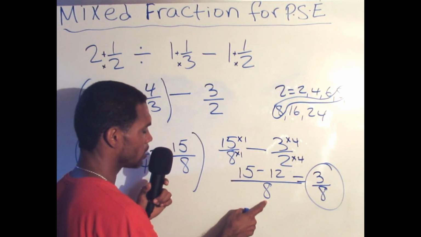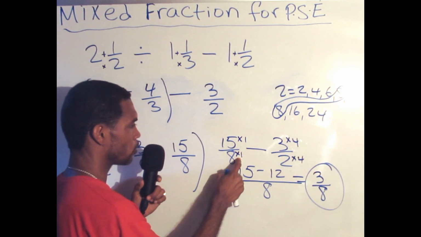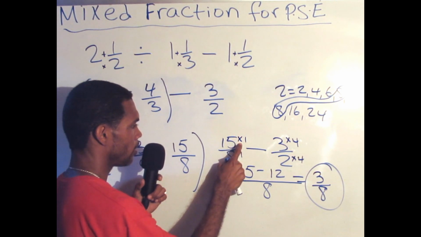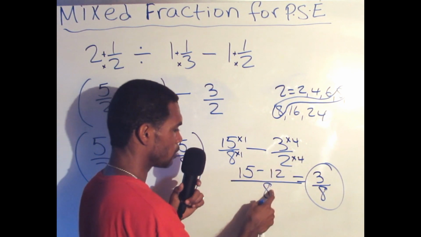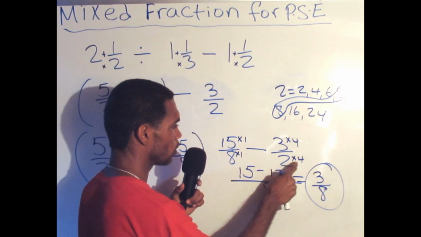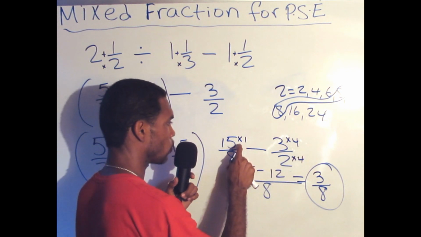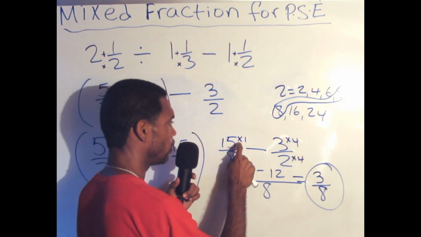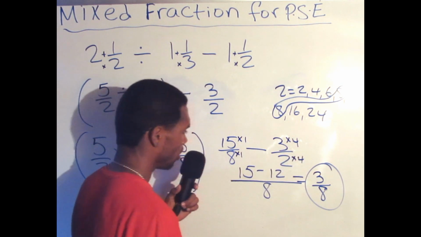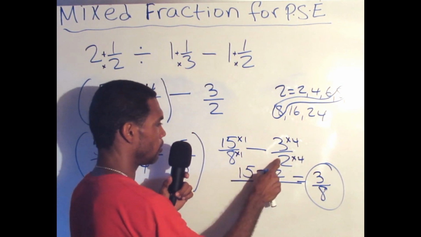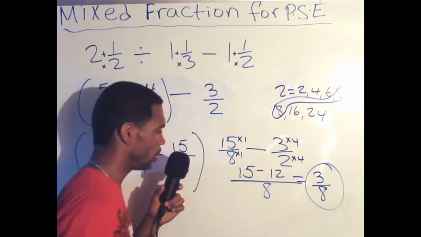And after finding my LCM, I ask myself, 8 times what gives me 8? So it's 8 times 1. So I put my times 1 after the 15. Then I come to the 2 and ask myself, 2 times what gives me 8? Then it's 2 times 4. So I carry up the times 4 after the 3. Because we're going to multiply the 15 with the 1 and the 3 times 4. And remember now, both of my denominators, they're 8, because 8 times 1, 8, and 2 times 4, 8.